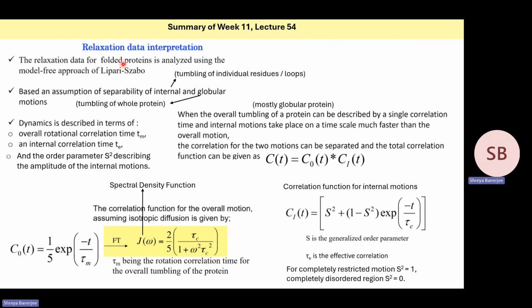So for the relaxation data interpretation, we already talked about the model-free approach of Lipari-Szabo. Now we will look at the assumptions in the model. The assumption is that you can separate the internal and globular motions. A protein can have two types of motions. One is the internal motion, consisting of tumbling of the individual residues or loops, and another is the globular motion, which consists of tumbling of the whole protein. The Lipari-Szabo model-free approach assumes that these motions can be treated separately.